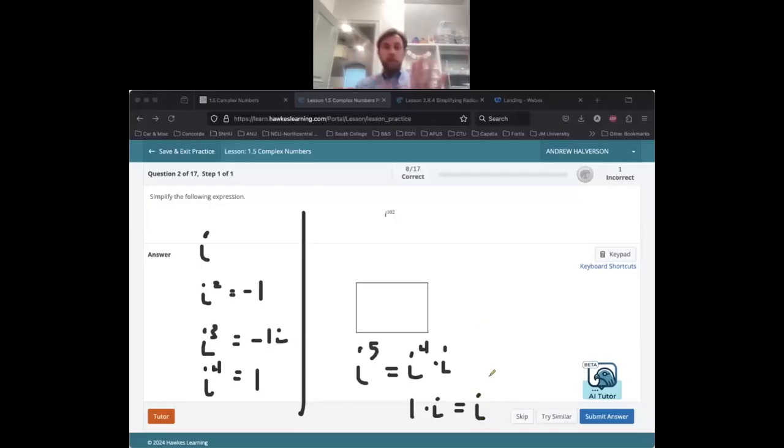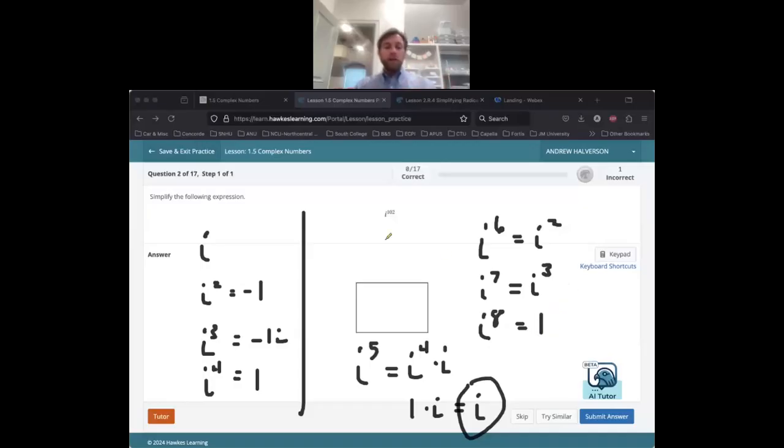I to the fifth is the same thing as I. So if we do I to the sixth, that's the same thing as I to the fourth times I squared, so it's the same thing as I squared. Don't write this down. This is not going to get you anywhere. I to the seventh is the same thing as I to the fourth times I cubed, so it reduces down to I cubed. I to the eighth is the same thing as I to the fourth times I to the fourth, which is 1 times 1, which is 1. Okay?